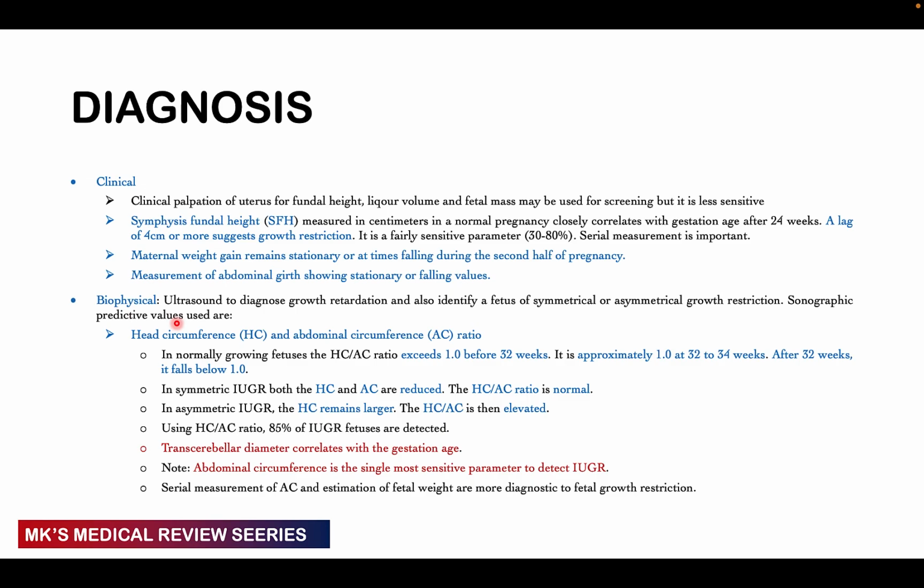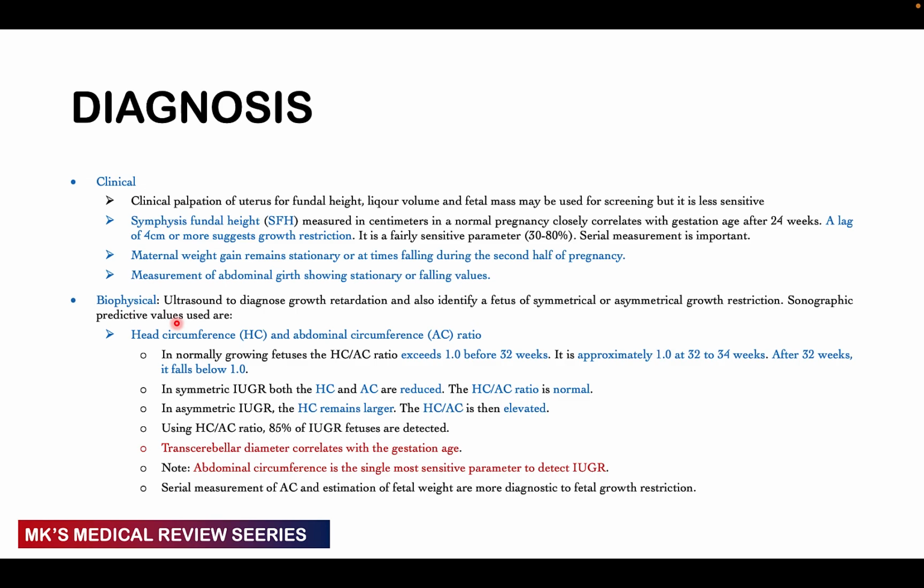Now, remember that when you are dealing with a pregnant woman, especially those women that are roughly between about 24 to about 36 weeks, generally you should see a correlation between the symphysiofundal height and the gestational age of the pregnancy, such that if there's a discrepancy that is greater than 4 centimeters, that's quite significant, that this may be pointing you towards intrauterine growth restriction.